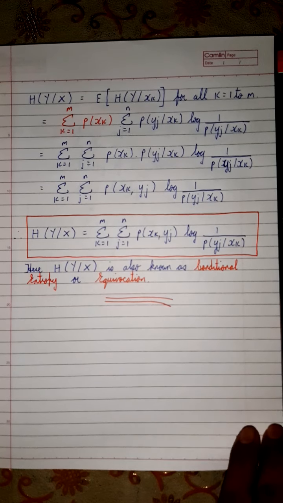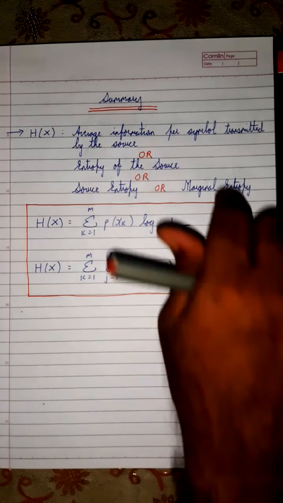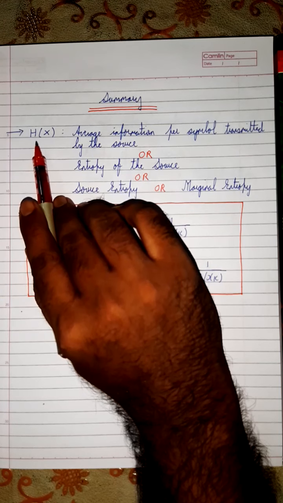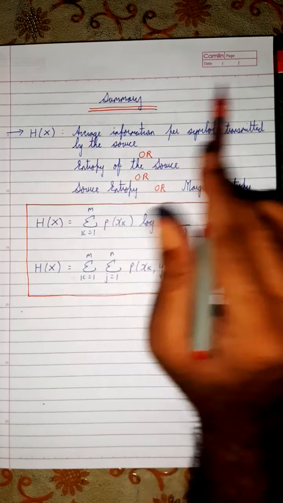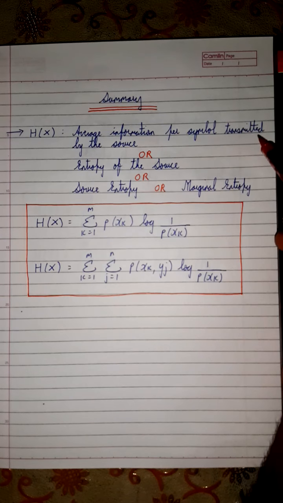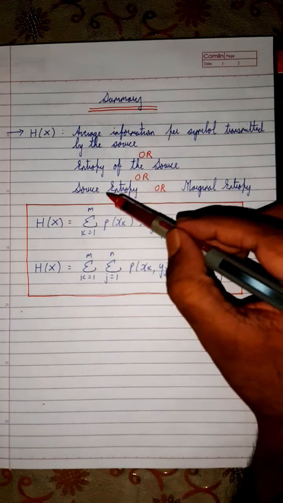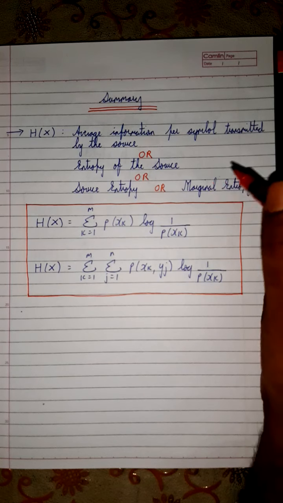Okay. Now let us do a summary of all the different types of entropy we have learned so far. The first type of entropy you have learned is h of x, right? And what is h of x? H of x is defined as the average information per symbol transmitted by the source, or it's also called the entropy of the source, or source entropy, or marginal entropy.